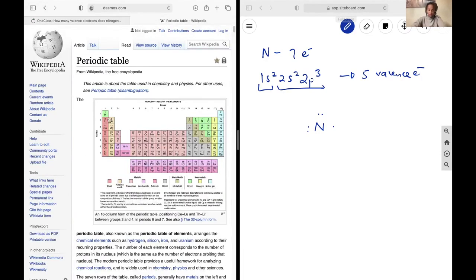Another way to answer this question is that the group number tells you how many valence electrons it has. Depending on whether you call this group 15 or group 5, either way it has 5 valence electrons, as do all of the elements inside of this column.